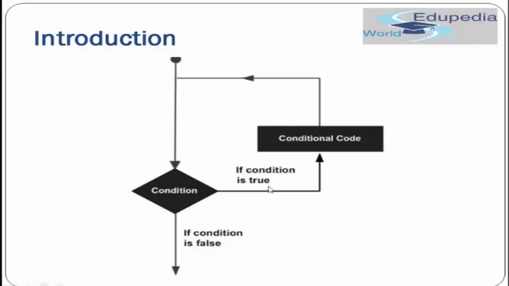What happens in the conditional code is, once it reaches the conditional code and the condition is true, it loops back to the condition. So it keeps on looping back to the condition till the condition becomes false. It will execute the conditional code, again check for the condition, and if it's true, it will again execute the conditional code. This will keep on happening till the condition becomes false and it goes outside the loop.